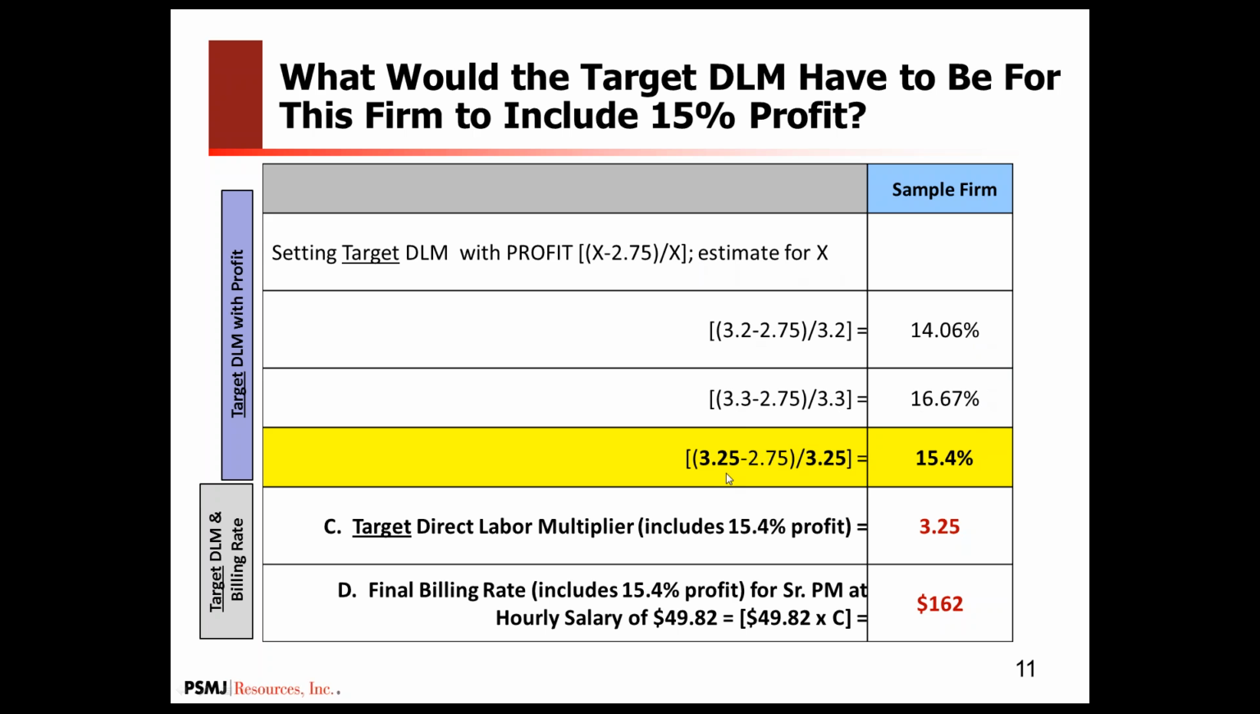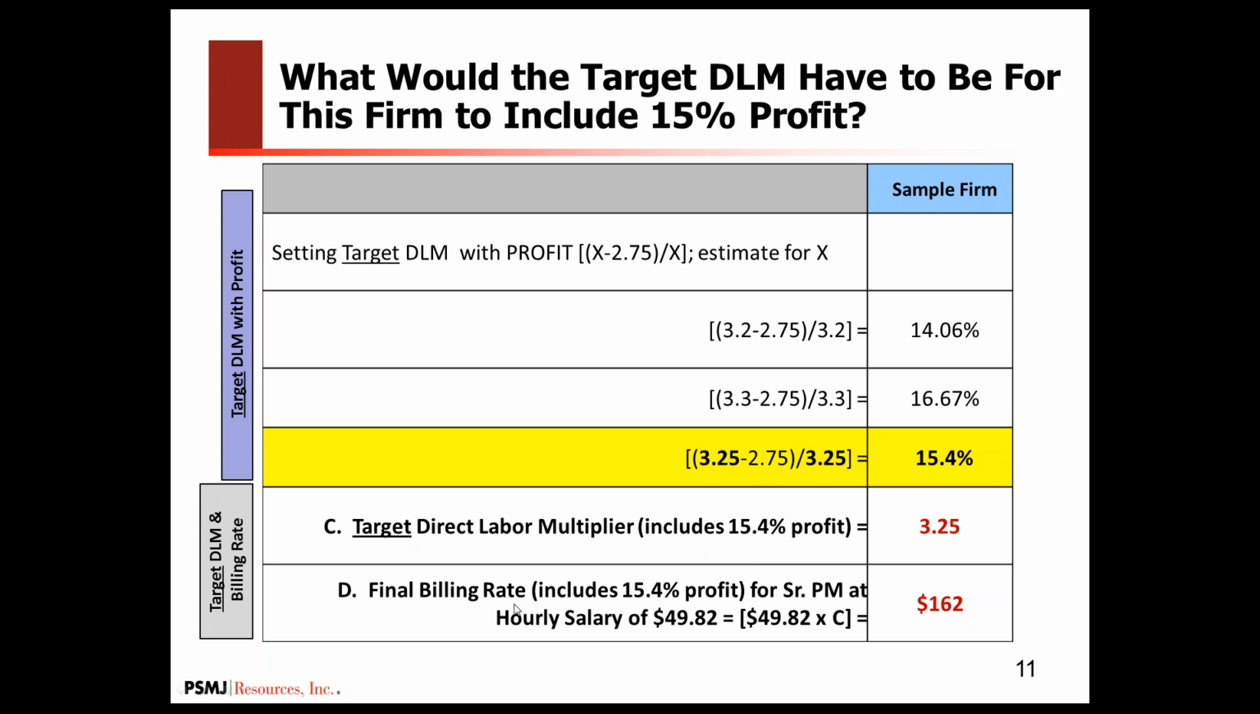So let's go somewhere between 3.2 and 3.3, at 3.25. Do the same calculation, and we see it's 15.4%. It allows for 15.4% profit. So the target direct labor multiplier that this firm needs to include 15.4% profit would be a 3.25.